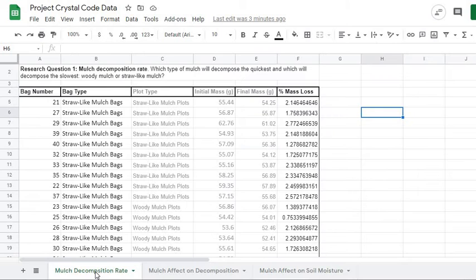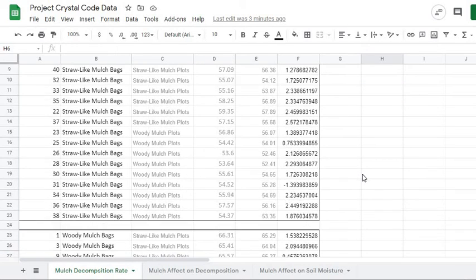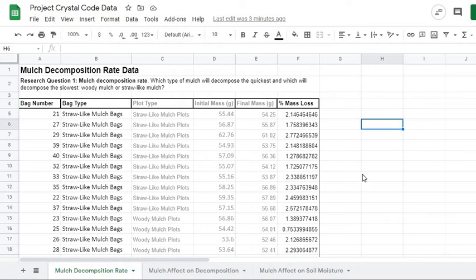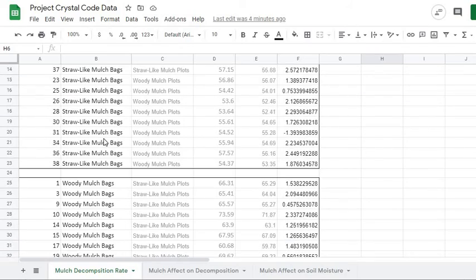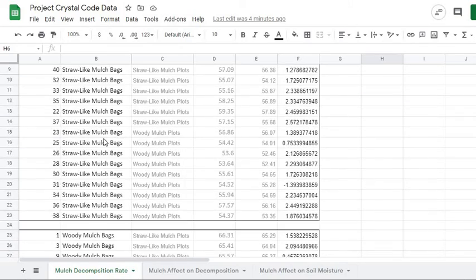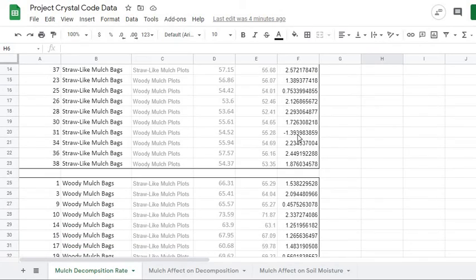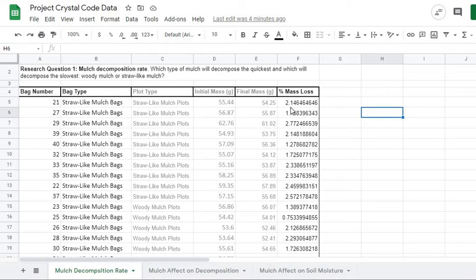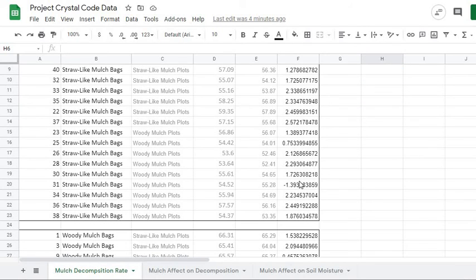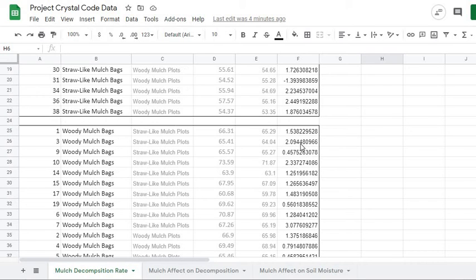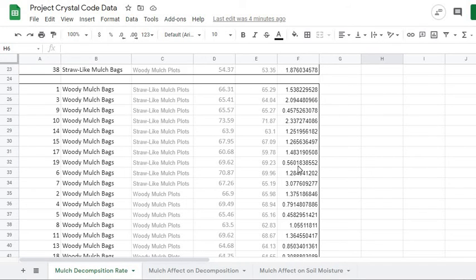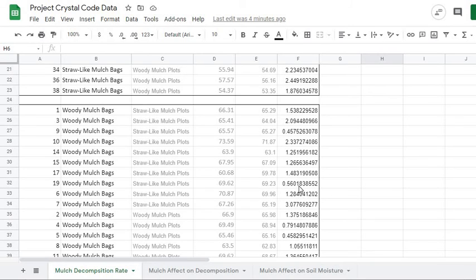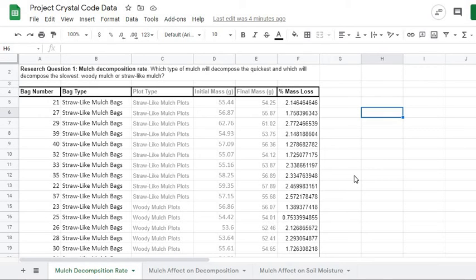So let's first start thinking together about how we can make a graph or come up with a way to visualize our mulch bag decomposition rate. So comparing straw-like mulch bags and woody mulch bags, how can we tell which one of these had a higher mass loss or a lower mass loss? You can see there's a lot of numbers and it's really hard to tell just by looking at it. There are some higher numbers and some lower numbers in both of the treatments. So it's really hard to tell overall which one is higher or lower.